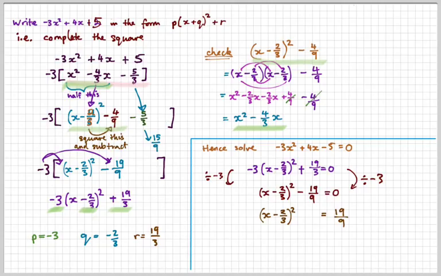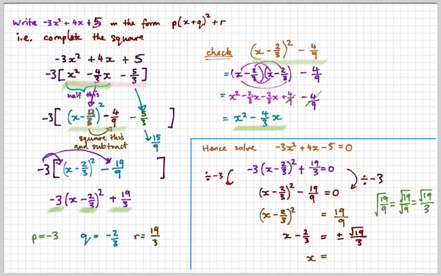At this stage, you could then square root both sides. So if I square root the left-hand side, I get x minus 2 thirds. If I square root the right-hand side, I get plus or minus the square root of 19 over 3. I'll just make a quick side note here. The square root of 19 over 9 is the square root of 19 over the square root of 9, which is the square root of 19 over 3. Okay. Writing this plus or minus the square root of 19 over 9 would have been fine though.